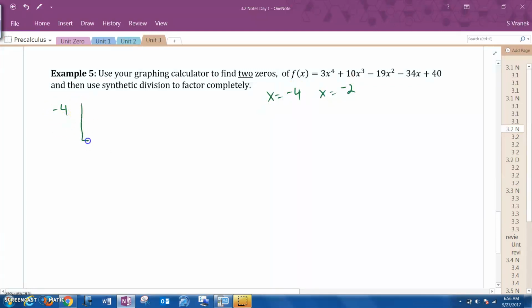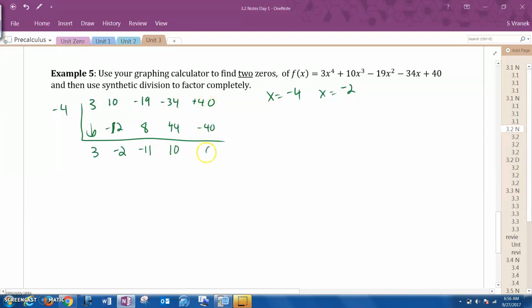So when you synthetically divide, we have all the numbers here. And then we do the synthetic division, so bring the 3 down, and then you get negative 12. Add together negative 2, positive 8, negative 11, positive 44. That would be a positive 10. That'd be negative 40, which gives us the 0.